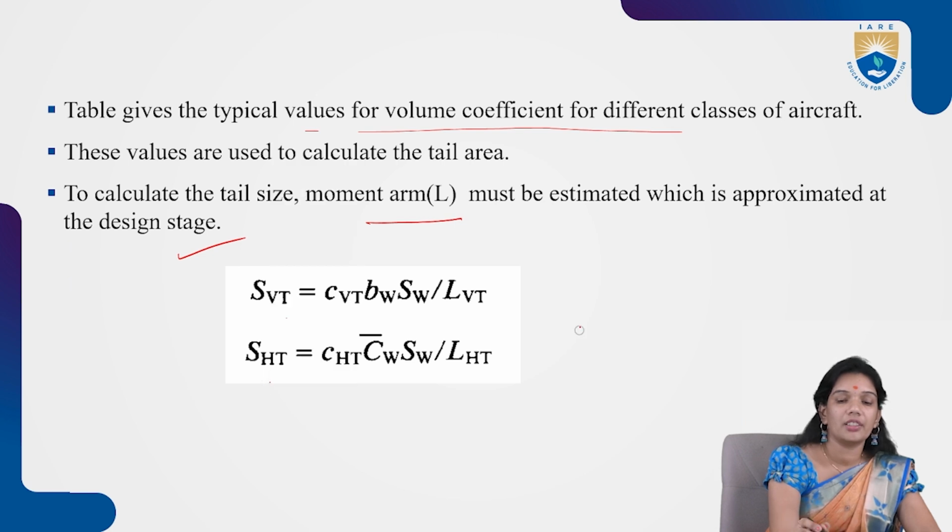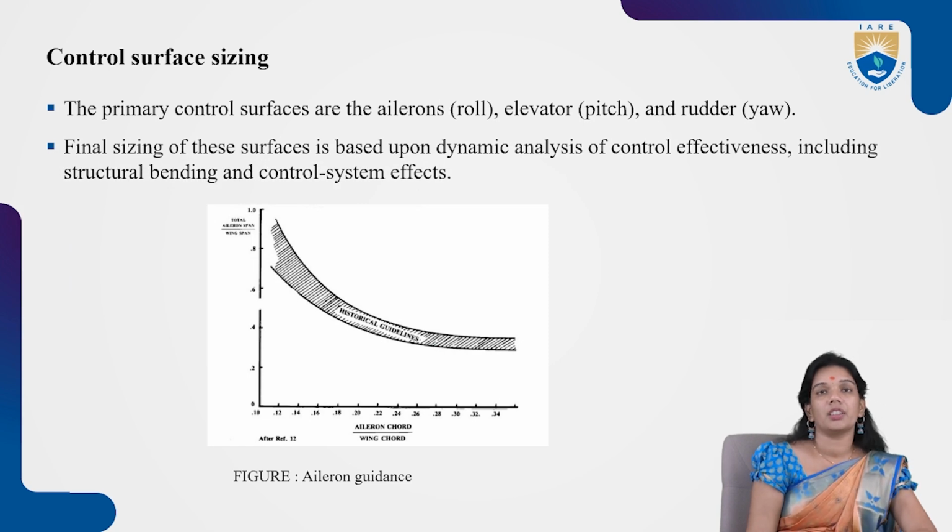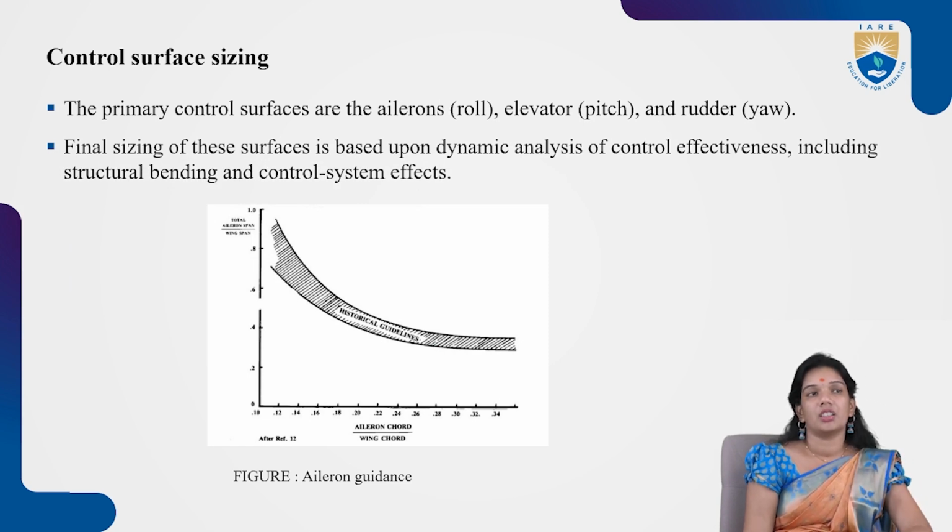For a vertical tail, it is going to be CVT times BW times SW divided by LVT. For a horizontal tail, it is going to be CHT times the main wing chord times SW divided by LHT. That is how we do the geometrical sizing of a fuselage, a wing, or a tail, right? For a fuselage, I should know the length and the diameter. Then I calculate the fuselage fineness ratio.